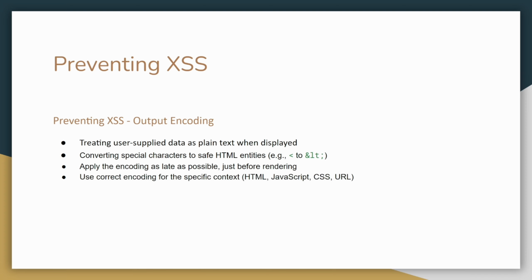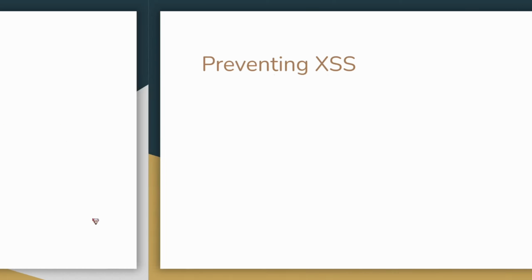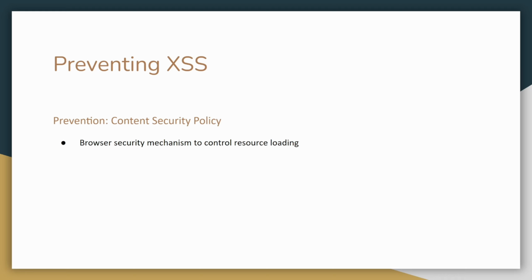It's also crucial to use the correct encoding method for the specific context where the data is being displayed. For example, encoding for HTML is different from encoding for JavaScript or a URL. Our final defense mechanism that we'll discuss here is Content Security Policy, or CSP. CSP is a browser security mechanism that allows you to control the resources that the browser is allowed to load for your website. You implement CSP by setting the Content-Security-Policy HTTP header in your server response.